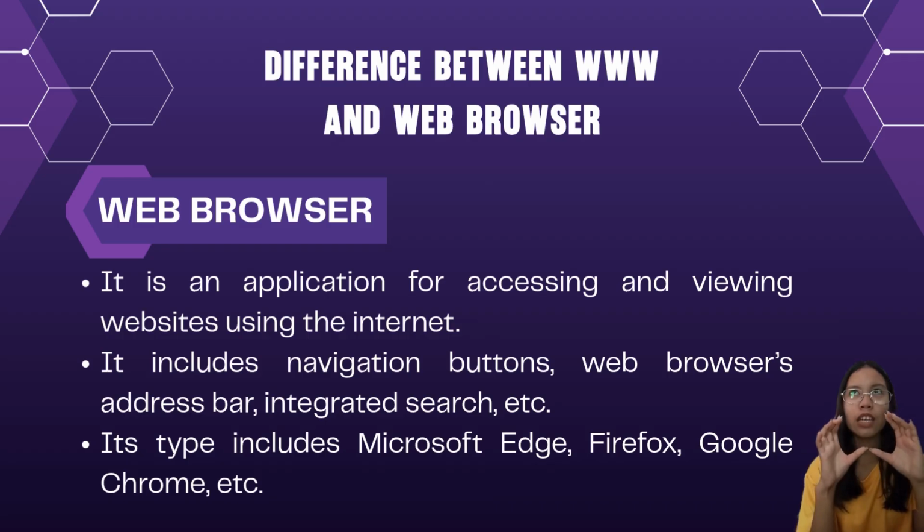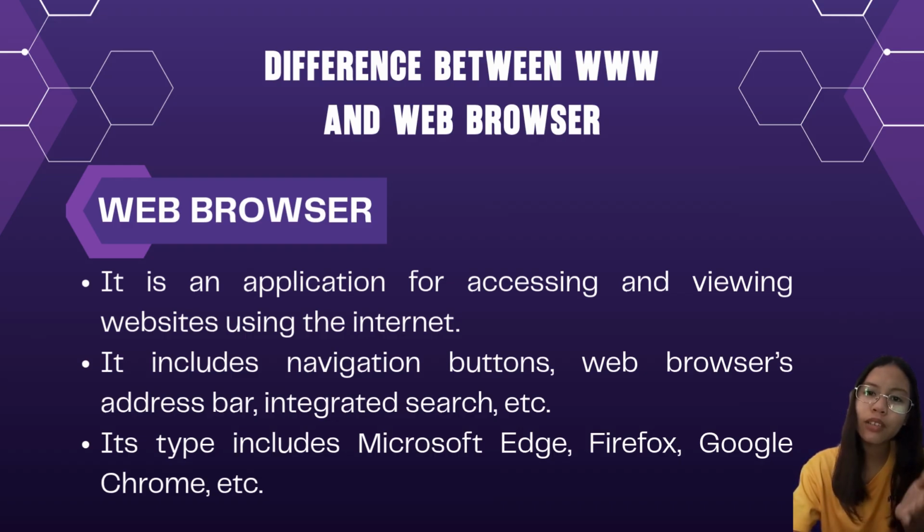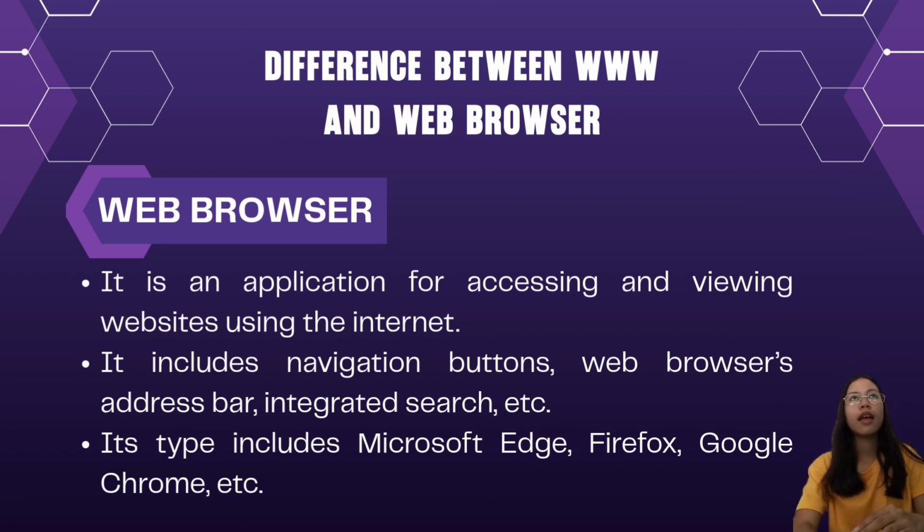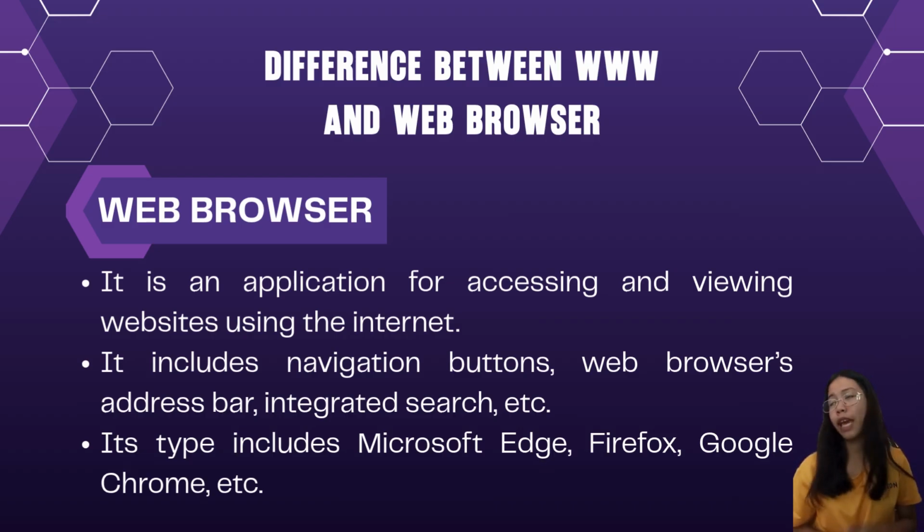The WWW is the library, while the browser is what lets you see what is inside the library, the books. The browser cannot display anything without connecting to the WWW, and for it to work, it is because of the internet. If you have fast internet, then you can access any information you want in the web browser.